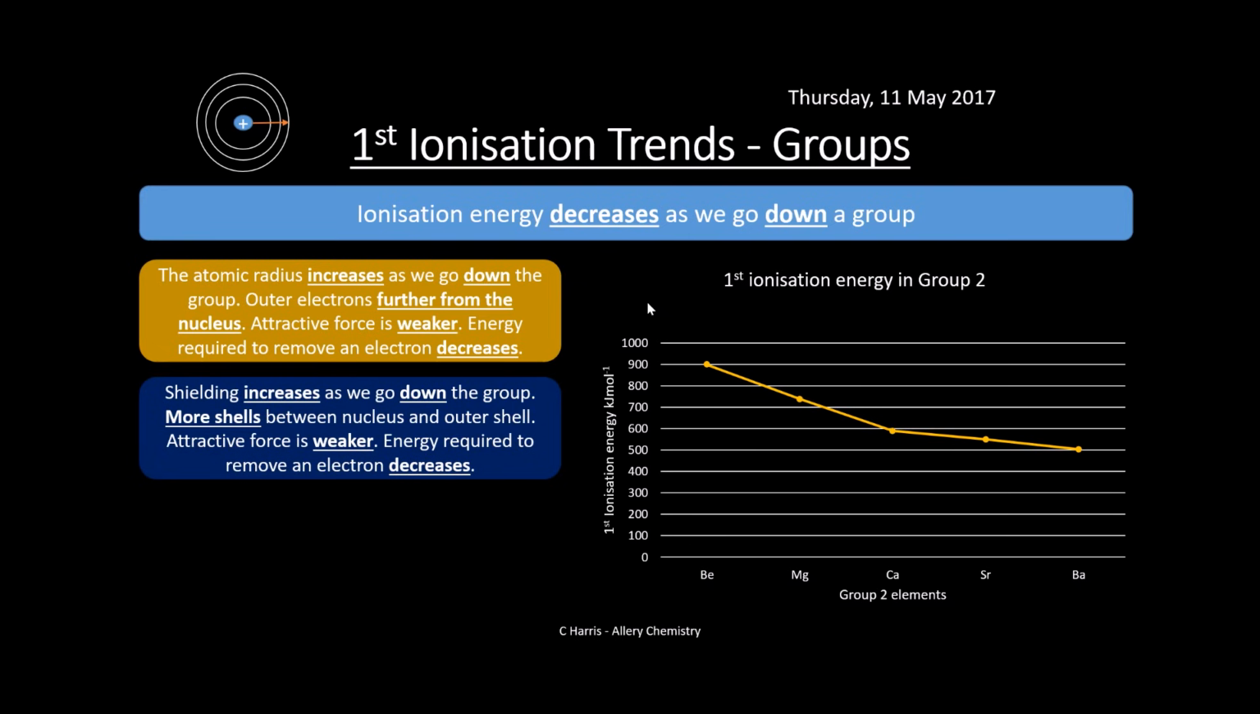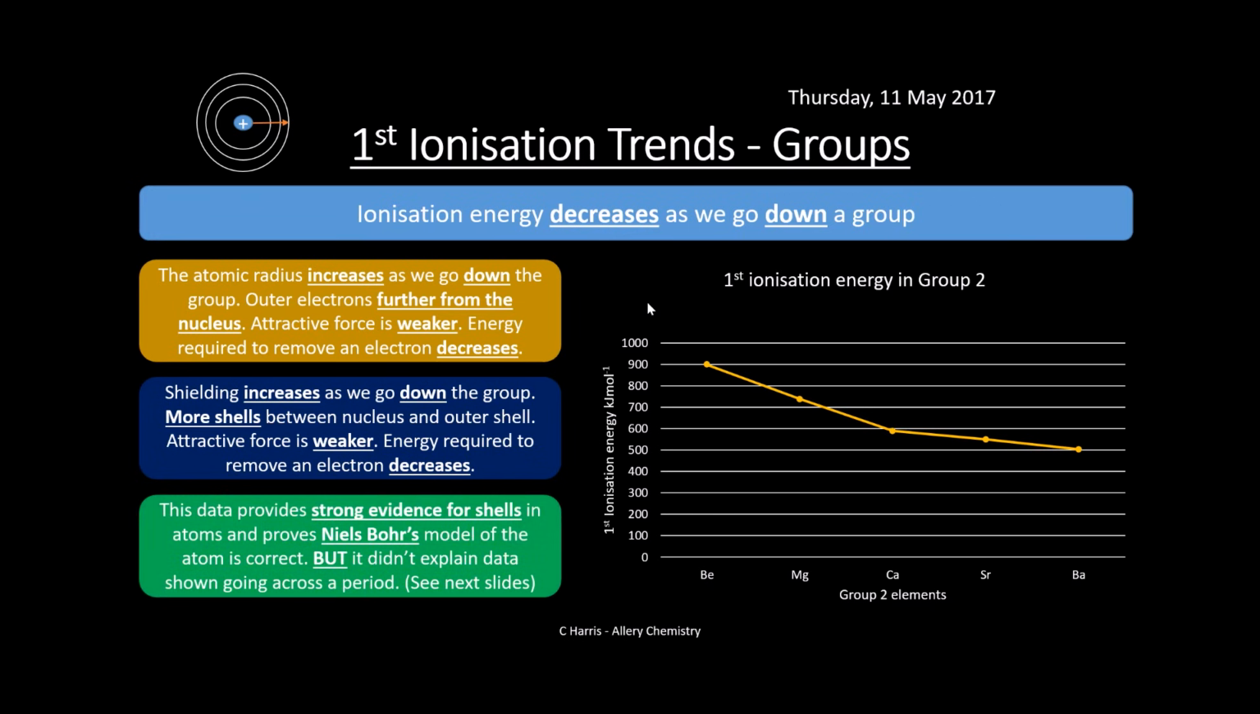Shielding increases quite a bit, obviously, because the atom gets bigger, and we're getting more electron shells between the nucleus and the outer electron. Because we've got more electron shells, the force is weaker, and the energy required to remove that electron reduces. So we've got 2 reasons here: atomic radius increasing, shielding increasing. And basically this provides strong evidence for shells in atoms and proves Niels Bohr's model of the atom is correct.